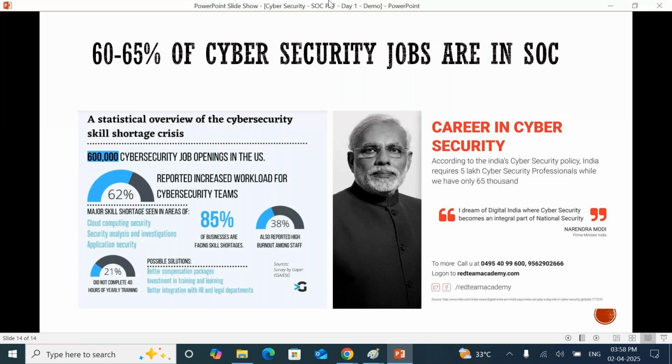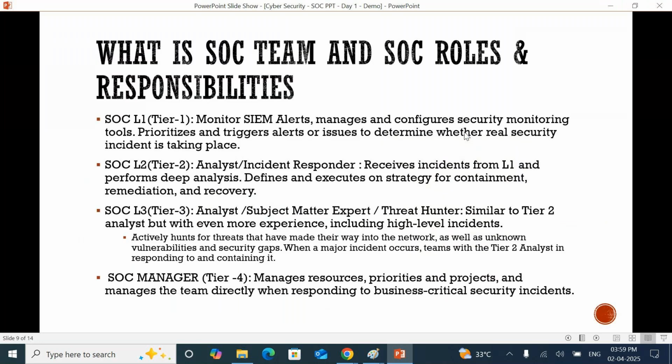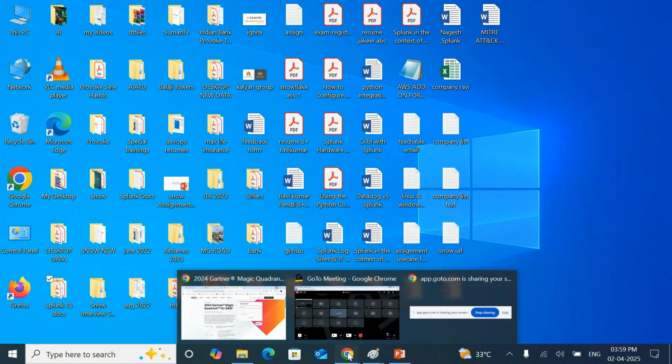Now come to that. This is about all. Now I will try to give one example, sir, of how these guys try to attack. Let's say, for example, I will show you some practical. There is a file. For example, I'm trying to download some file.